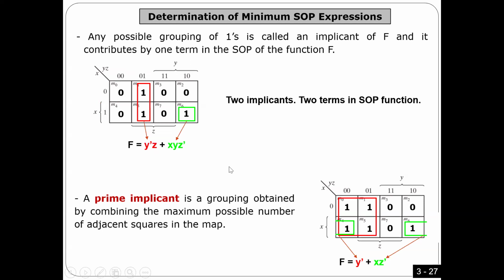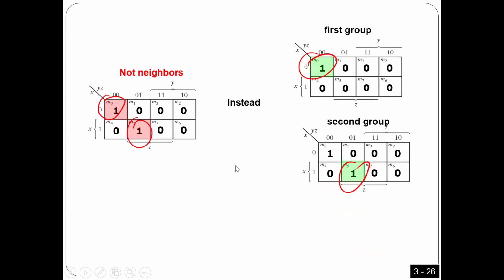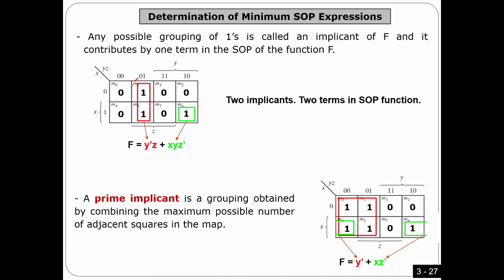For example, if I take this one alone, this is not a prime implicant. Why? Because I have a better option. I can take it with the neighbor so that I can make a bigger group. So the bigger group is prime. So just making the definition: if you have one here, for sure I can take this one as one group, or I can take this as a group. This one I'm going to call a prime implicant because this is the biggest one I can make, but this one is not prime because there's a better option here.